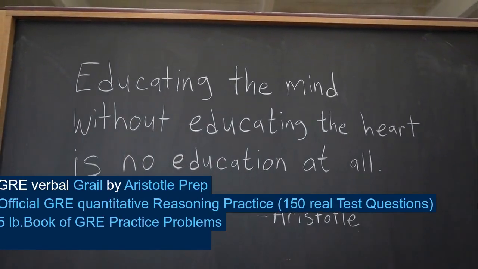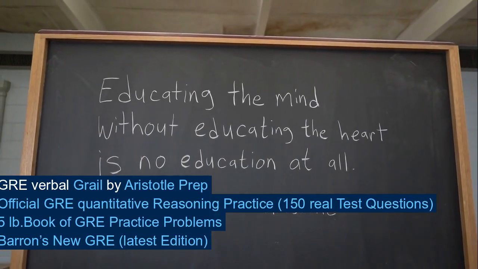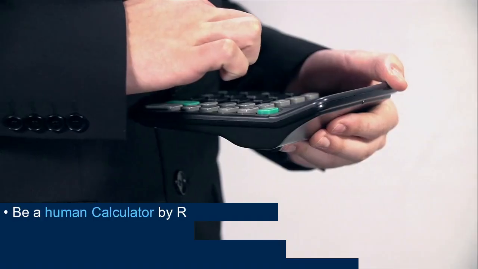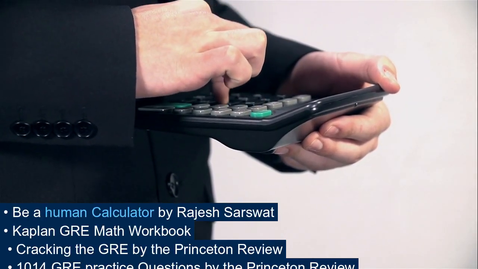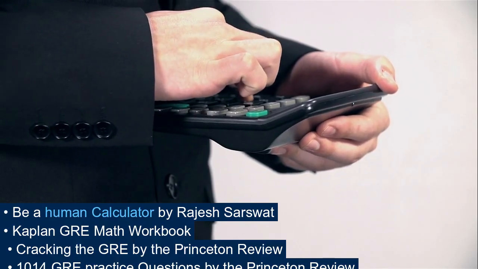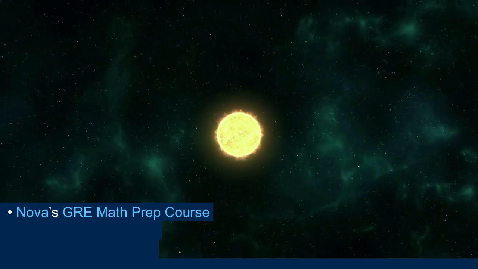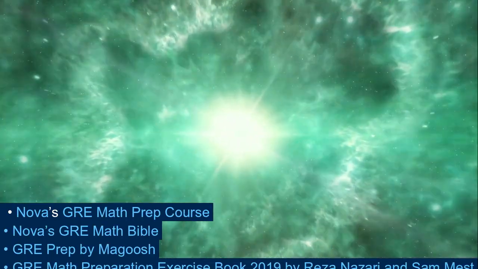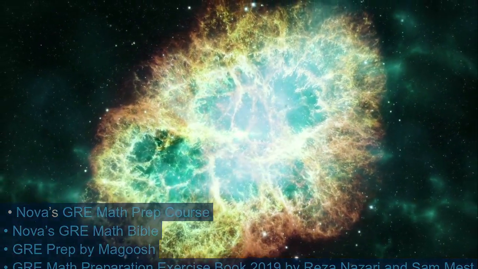Official GRE Quantitative Reasoning Practice. 150 Real Test Questions. 5 LB Book of GRE Practice Problems. Barron's New GRE, Latest Edition. Be a Human Calculator by Rajesh Saraswat. Kaplan GRE Math Workbook. Cracking the GRE by the Princeton Review. 1014 GRE Practice Questions by the Princeton Review. Nova's GRE Math Prep Course. Nova's GRE Math Bible. GRE Prep by Magoosh. GRE Math Preparation Exercise Book 2019 by Reza Nazari and Sam Mest.